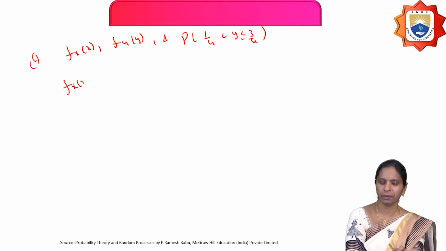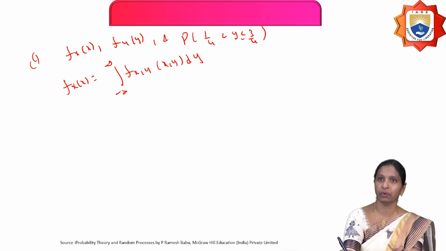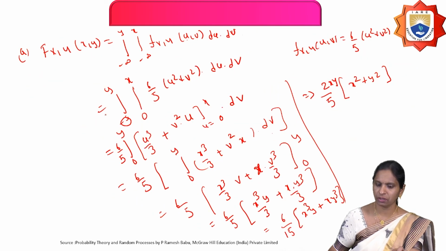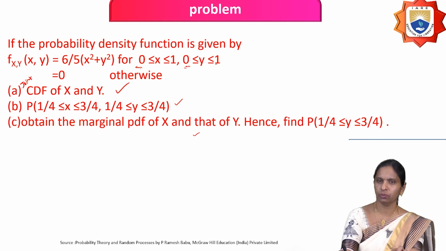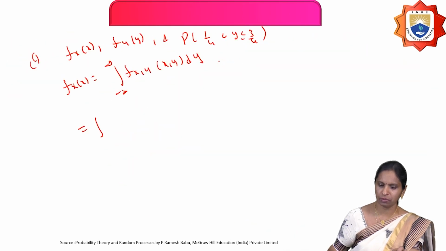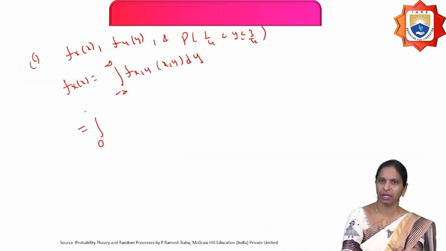So how can you obtain fx of x? That is nothing but integrating the joint density function of the random variables x and y with respect to y in the limits minus infinity to infinity. And what are the y limits in the given problem? The limits of y are given as 0 to 1. So in place of minus infinity to infinity, substitute the y limits as 0 to 1. So in this, fx of x is integration of 6 by 5 into (x square plus y square) dy. So that equals to what here?